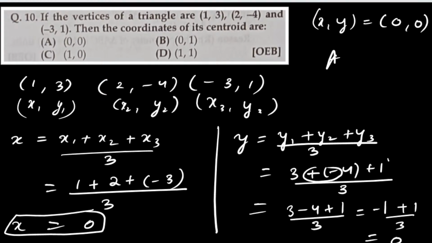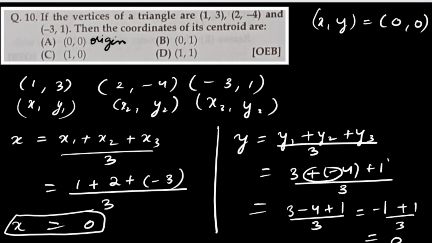So option A. What is 0, 0? What's the name of this point? If both the values of x and y equal 0, what is the name of that point? Do we have any name for this kind of point? Let's see who will tell. Yes, it is origin. 0, 0 is origin. Good. Ranjan has given the answer. Very good. So option A, 0, 0 is the answer.